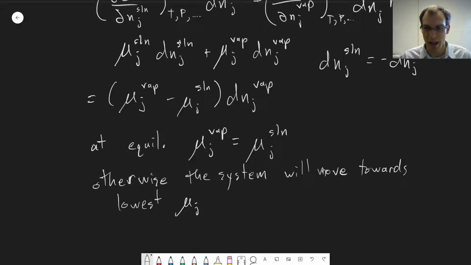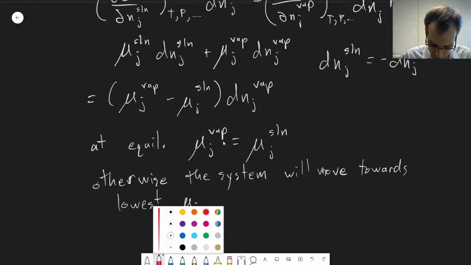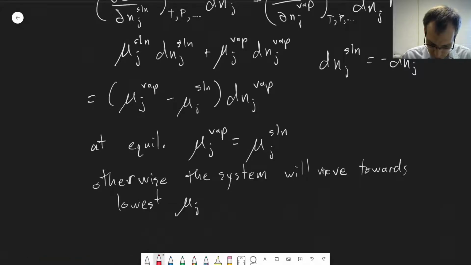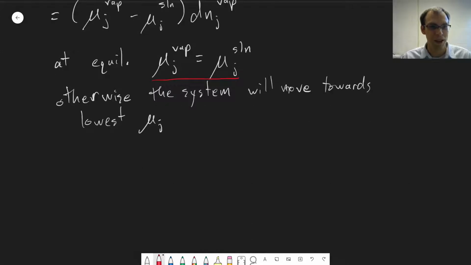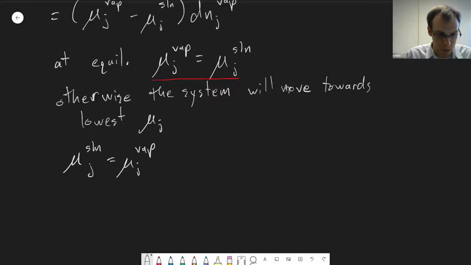Right? We know that at equilibrium, this expression holds, right? That the vapor and the solution have the same chemical potential. So if we can write out the chemical potential for one of these, we can also write it out for the other one. It's the same. So we can take advantage of this fact and look at the chemical potential of the vapor, right? So mu J in the solution is equal to mu J for the gas phase, the vapor phase.